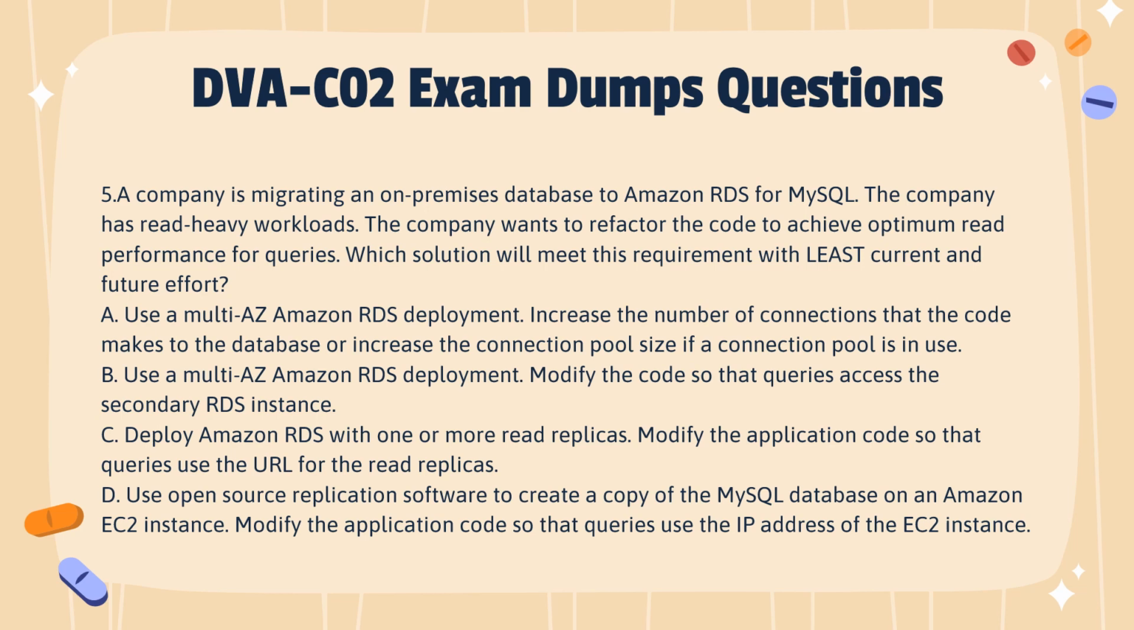B. Use a Multi-AZ Amazon RDS deployment. Modify the code so that queries access the secondary RDS instance. C. Deploy Amazon RDS with one or more read replicas. Modify the application code so that queries use the URL for the read replicas. D. Use open-source replication software to create a copy of the MySQL database on an Amazon EC2 instance. Modify the application code so that queries use the IP address of the EC2 instance.